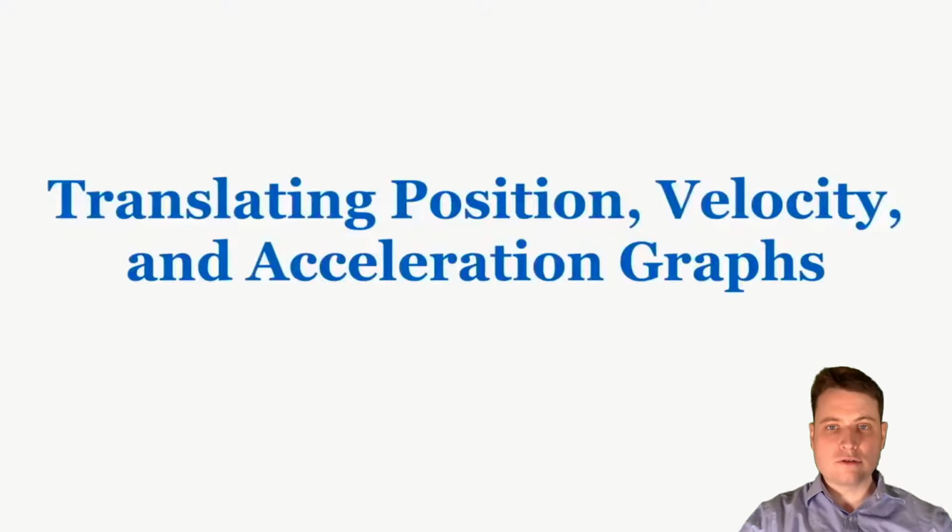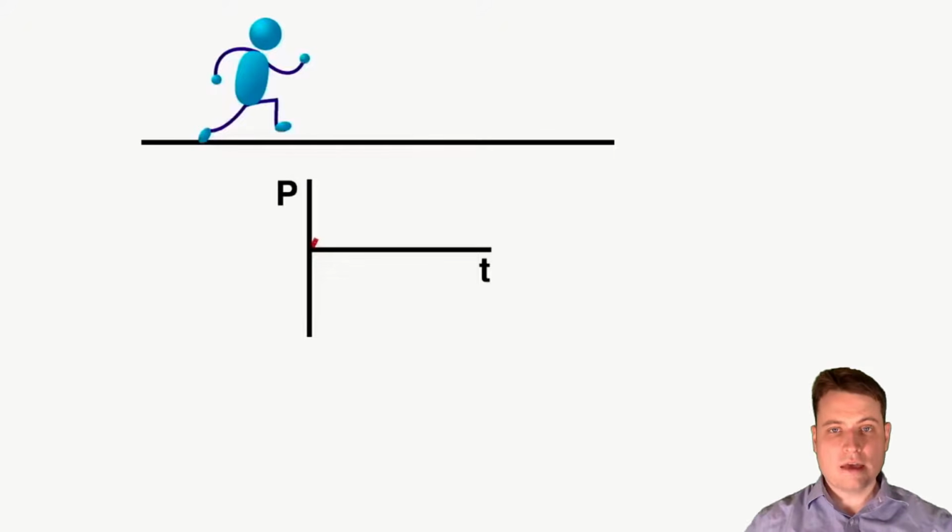Now that you know how to translate between all three types of motion graphs, position, velocity, and acceleration, this video is going to give you a bunch of examples of how to translate between all three types of graphs at once, from position, velocity, acceleration, and back down from acceleration to velocity to position. As you know from previous lectures, we can make multiple different graphs of the same motion using position, velocity, and acceleration graphs.